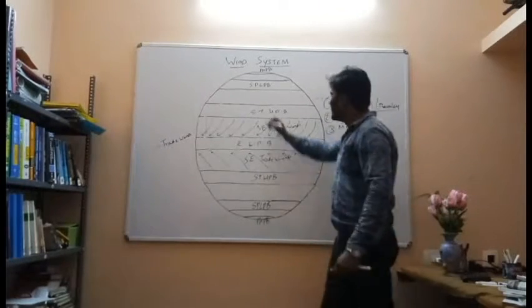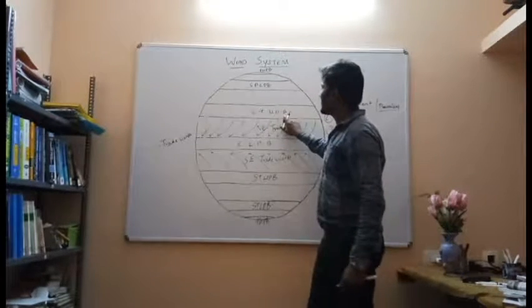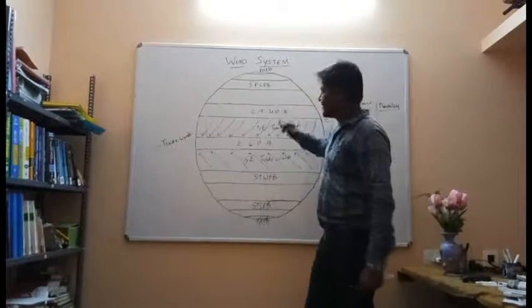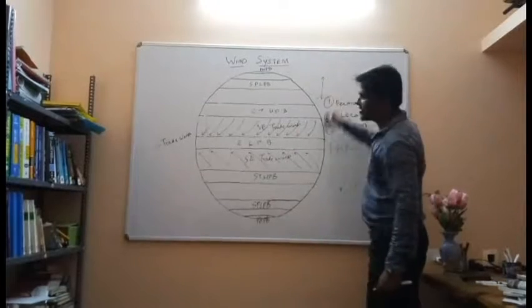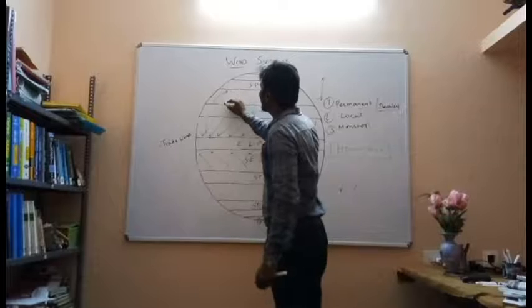And next, from the subtropical high pressure belt to the subpolar low pressure belt, the wind system is blowing in this direction, and deflecting towards the right, that is, in this way.